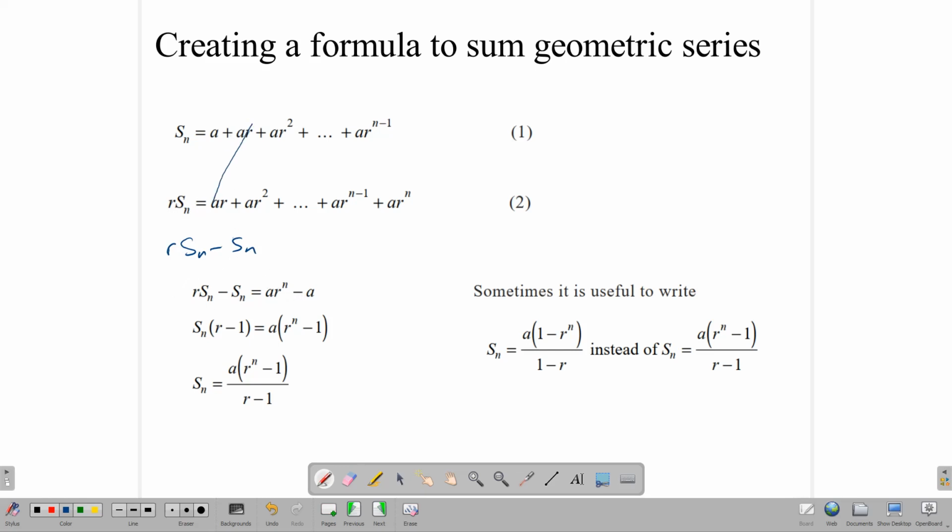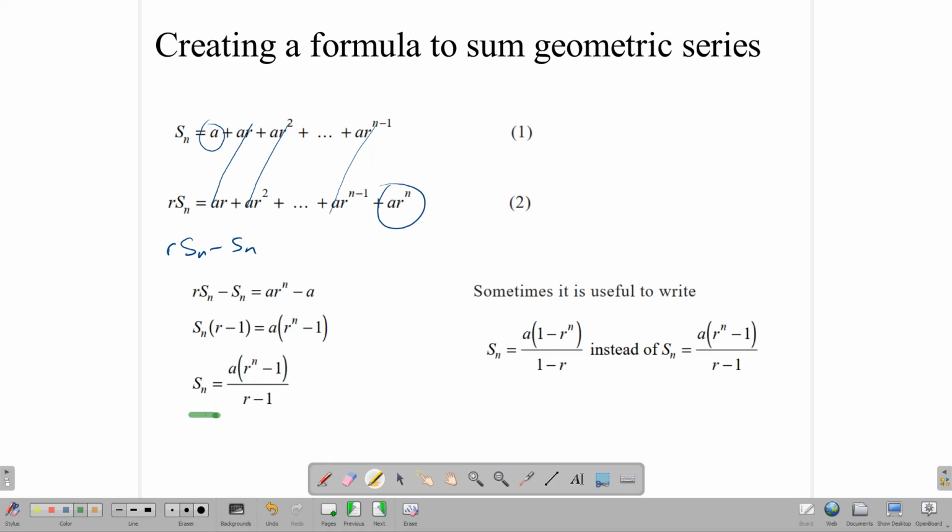So notice that these terms will cancel out. And what we end up with is this term and this term remaining. So the first term and the last term remaining. And that will tell us that the first term of Sn and the last term of rSn. So we end up with this. And once we do factoring here, factoring out Sn, we end up with r minus 1 here. And factoring out a here, we end up with r to the n minus 1 on that side. And of course, dividing by r minus 1, we end up with a formula that we can use.